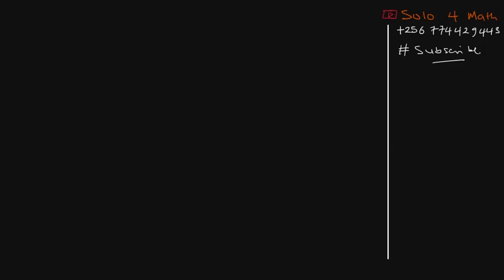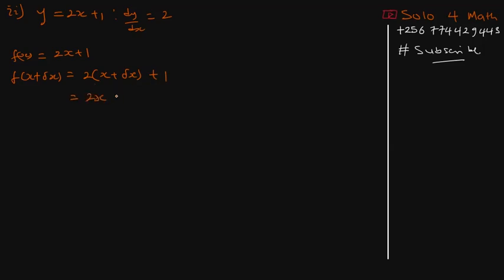Alright, let's look at number 2. y equals 2x plus 1. Maybe what do we expect? We expect our dy/dx to be equal to 2. So we can always work towards getting what we expect. So meaning our f(x) is equal to 2x plus 1, and our f(x plus dx) is, substitute where there is x, put in x plus dx. So we have 2 into x plus small change in x plus 1. When we expand, this will be 2x plus 2dx plus 1.